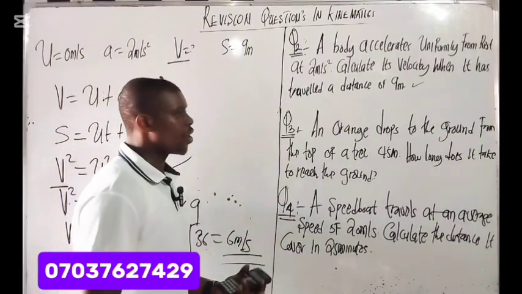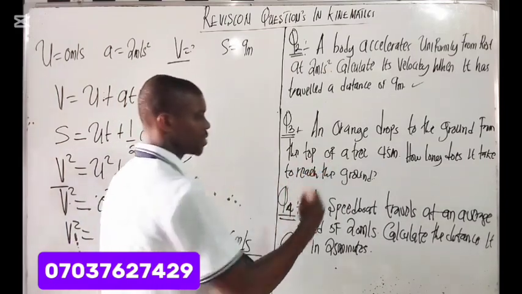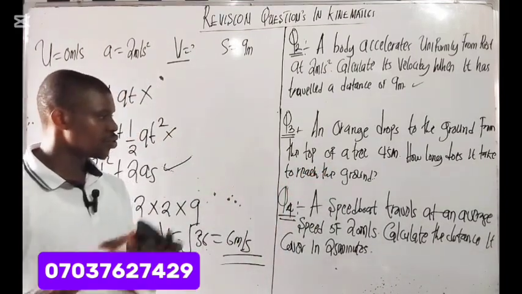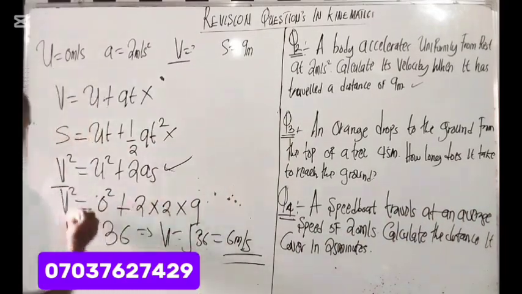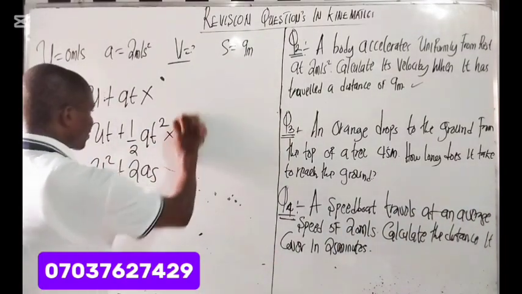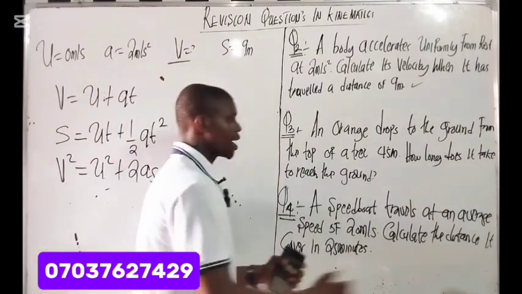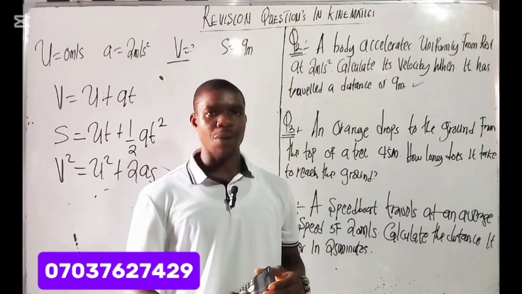Let's try this one here. An orange drops to the ground from the top of a tree 45 meters high. How long does it take to reach the ground? Now look at something here. This one is, let me write some out here. Now this one you are seeing here is vertical motion.